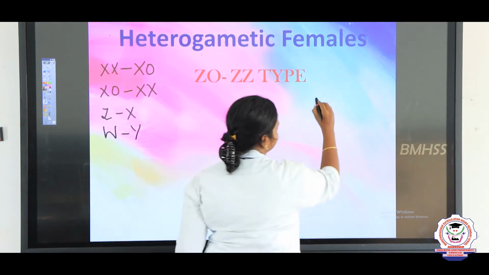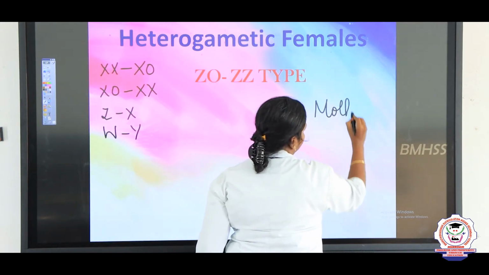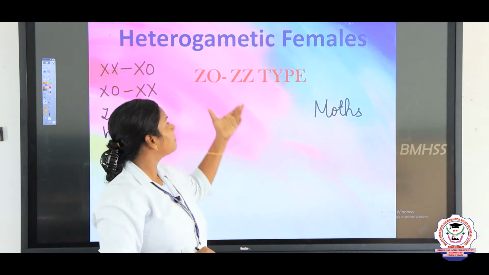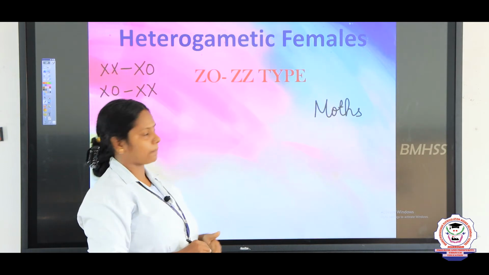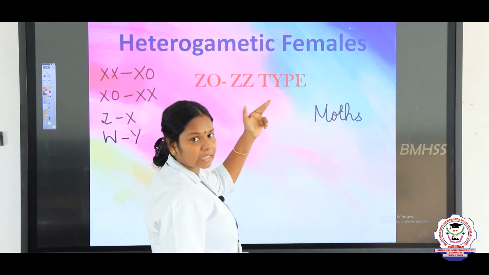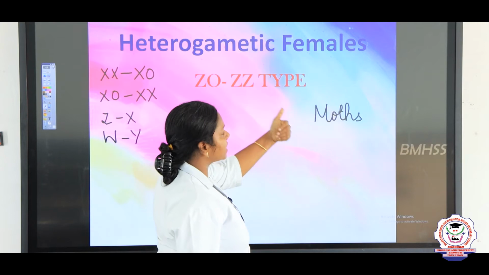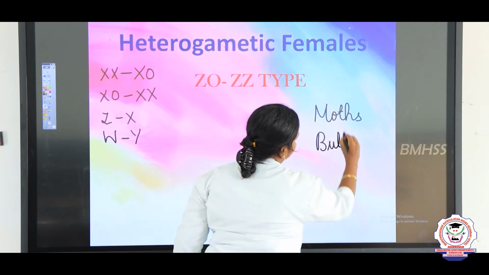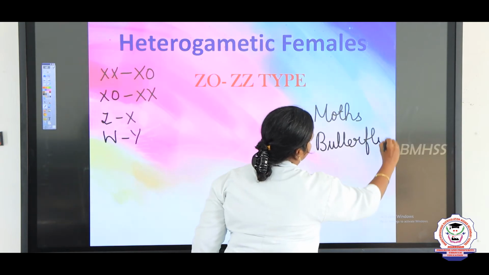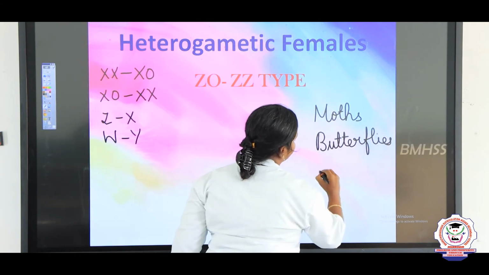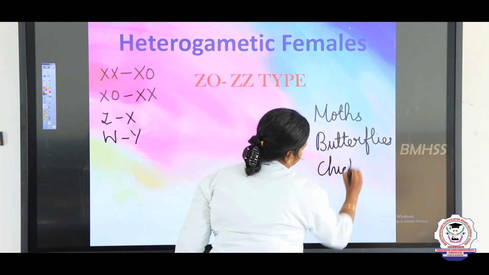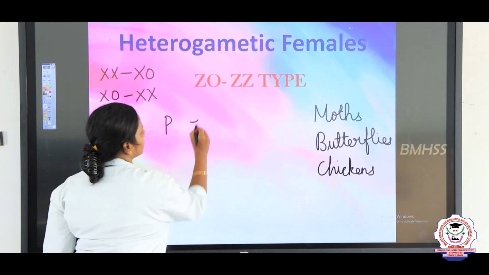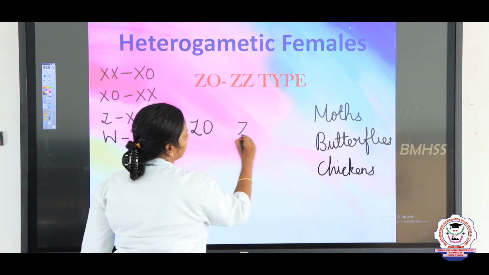In which organisms can we see the ZO, ZZ type? We can see it in moths. Moths, butterflies, they all exhibit this type. So ZO, ZZ type of sex determination we can see in moths, butterflies and chickens. Now what are the parents, children? Parents are ZO and ZZ type.